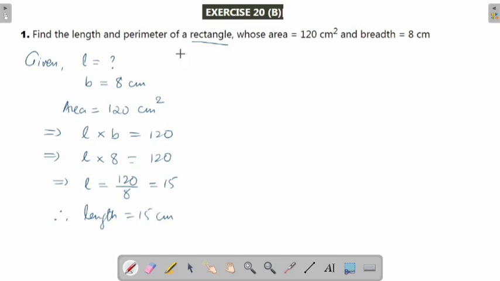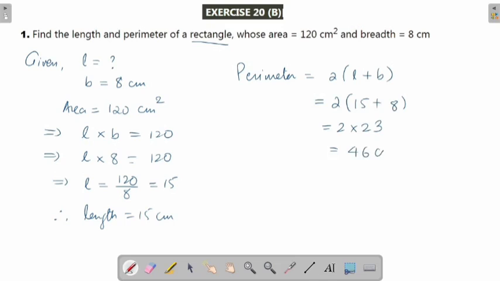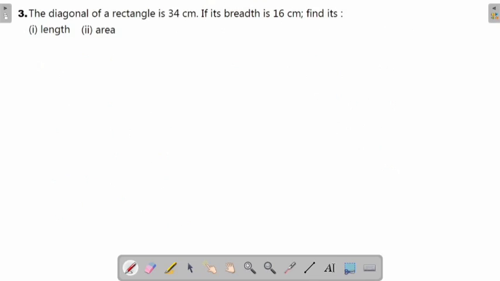Next, you need to find the perimeter. The perimeter formula is 2 into L plus B, right? So 2 into length. What is L? L is 15, plus breadth. Breadth is given to be 8, right? So we have 2 into 15 plus 8, which is 23. Multiply these two, and you get your answer to be 46 centimeter. So these two are your answers for this question. You may pause the video and note down your solution. Let's have another question now.